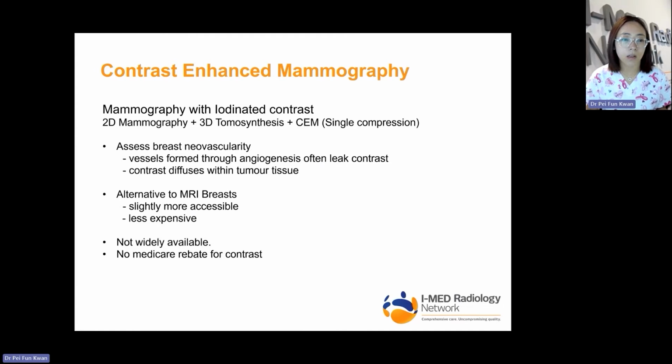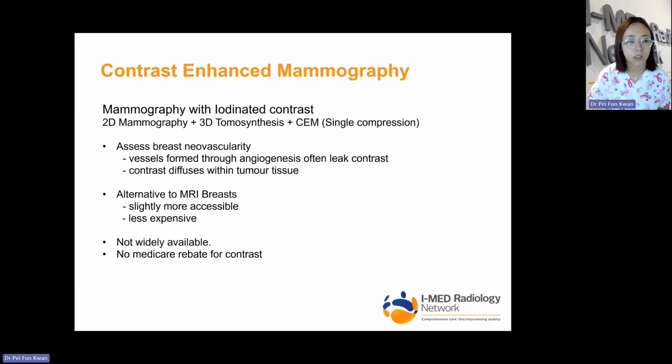We know that tumors have neovascularity. It means when we give contrast, the contrast leaks out of the blood vessels and it diffuses within the tumor. And that's what we look for when we assess with contrast. This is just the same as when we do a staging CT for cancer staging. We give contrast to pick where the tumor is and help us with a better, more accurate diagnosis.